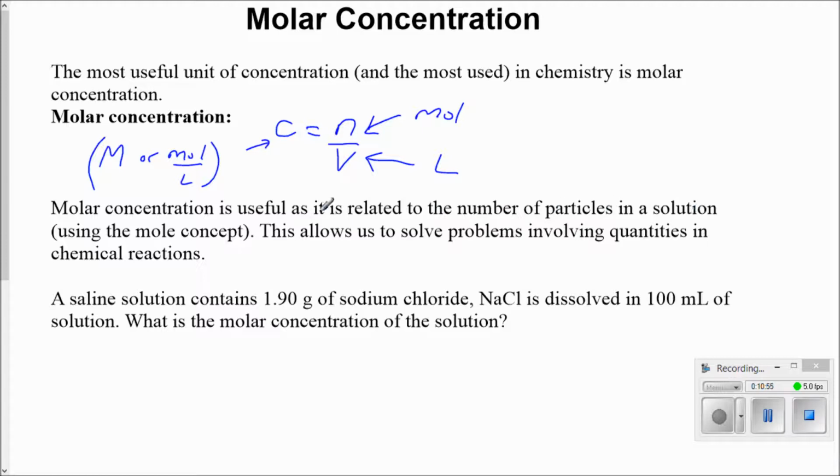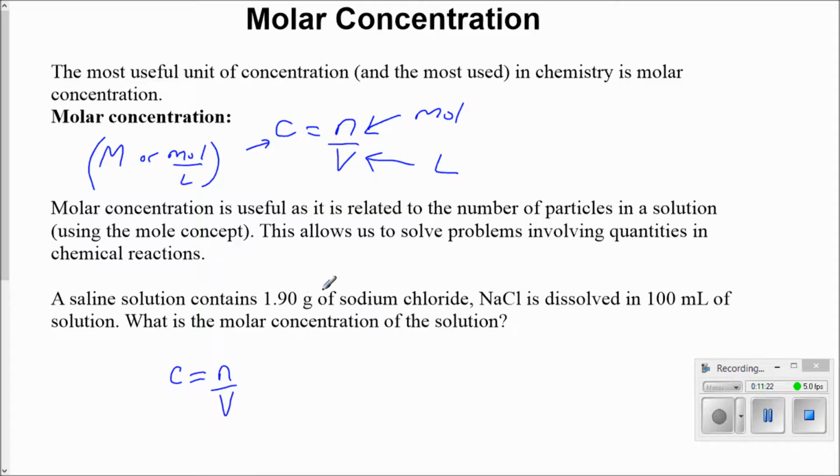It's useful as it's related to the number of particles in solution, which is the mole concept. And this allows us to solve problems involving quantities in a chemical reaction. So for example, we have a saline solution which contains 1.9 grams of sodium chloride. Sodium chloride is dissolved in 100 milliliters of solution. What is the molar concentration of the solution? Well, to answer this, we say, okay, concentration equals moles divided by volume.